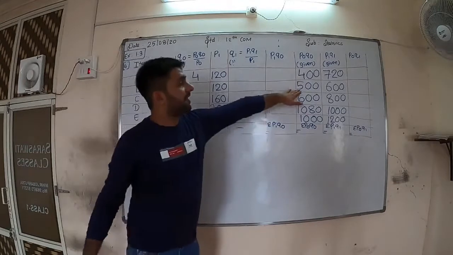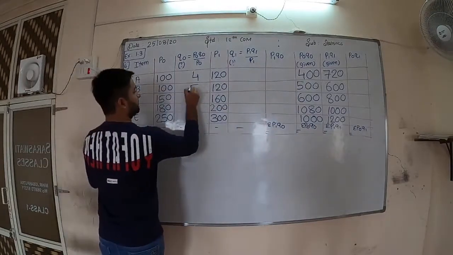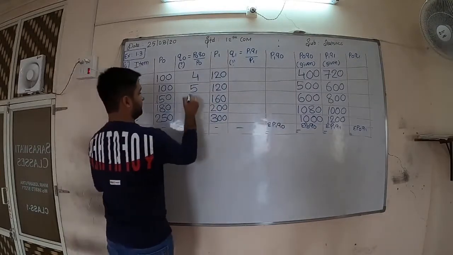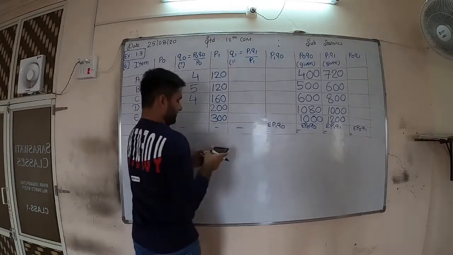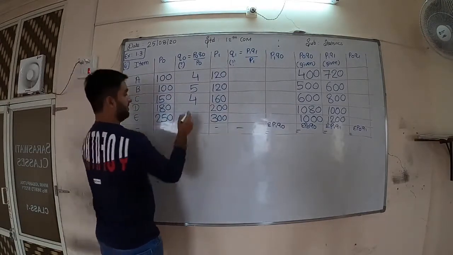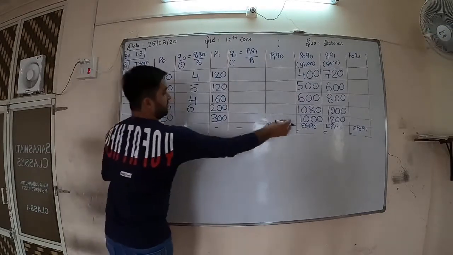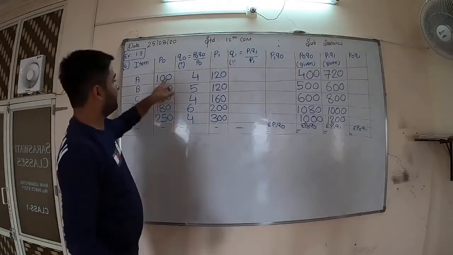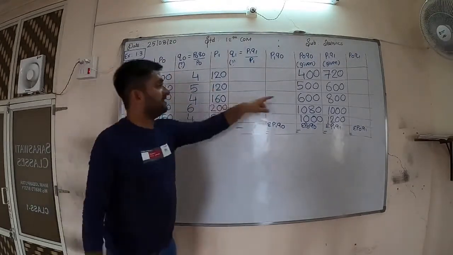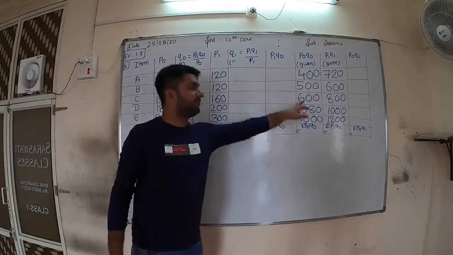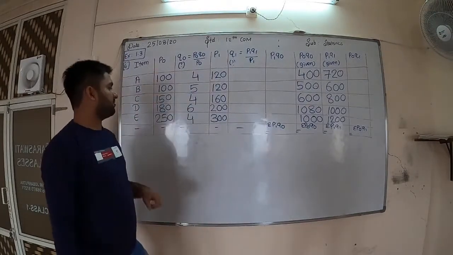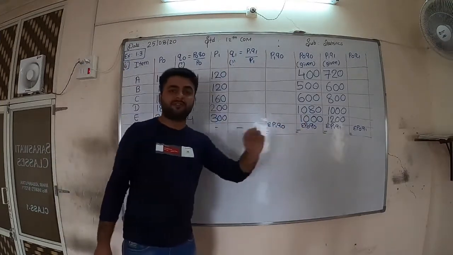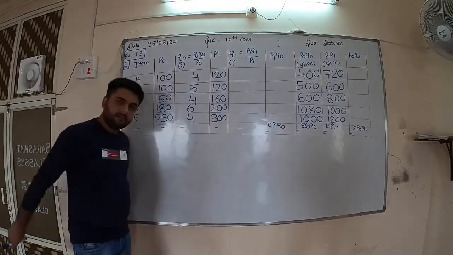Then 500 divided by 100 is 5. 600 divided by 150 is 4. Then 1080 divided by 180 is 6, and 1000 divided by 250 is 4. Now to recheck: 100 4s are 400, 100 5s are 500, 150 into 4 is 600, 180 into 6 is 1080, and 250 into 4 is 1000.